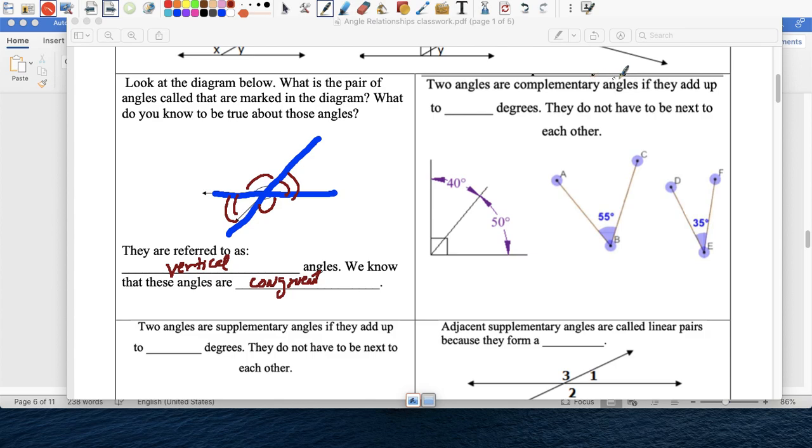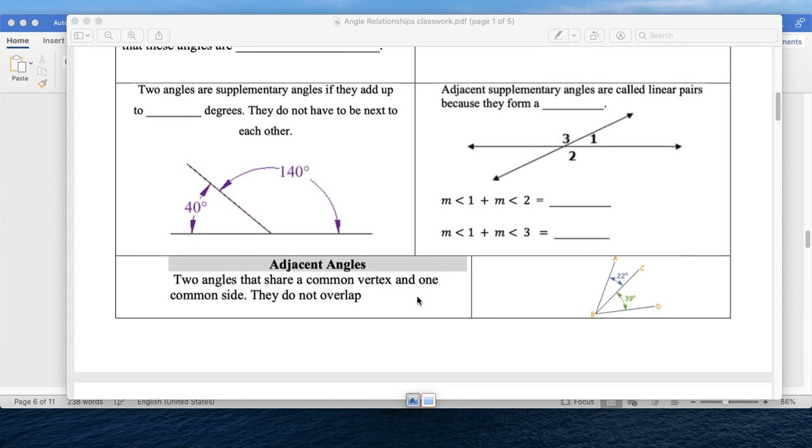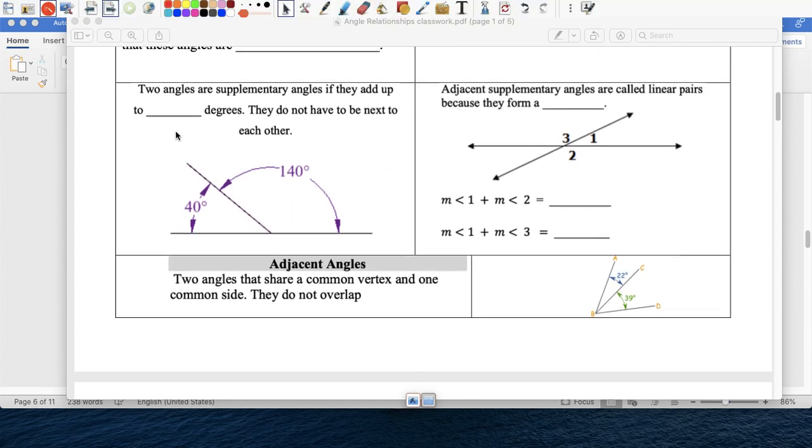Two angles are complementary if they add up to 90 degrees. They do not have to be next to each other. So we have a 40-degree angle here and a 50, so they add up to 90, so they're complementary. And this 55-degree angle and 35-degree angle add up to 90, so therefore they're also complementary. Two angles are supplementary if they add up to 180 degrees. So 40 plus 140, if you add these up, equals 180.